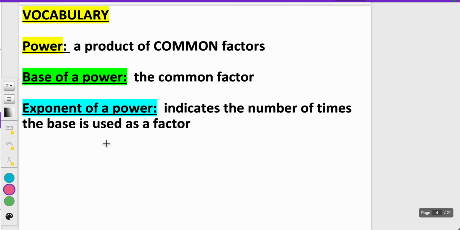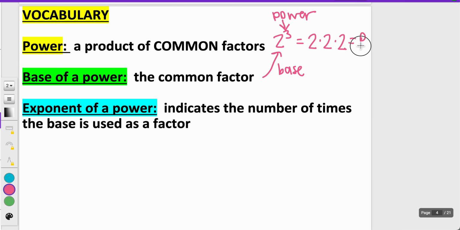A power is a product of common factors. So that just means if I want to take 2 to the third power, the 3 is the power. Okay? The base of a power is the common factor. So this 2 would be the base, and then the exponent of a power indicates the number of times the base is used as a factor. So it can still be considered that 3 up there. That just means I'm going to multiply 2 times 2 times 2, and I'm going to get 8. Okay? So really we could say maybe the power is 8, and the exponent is that 3. Okay?